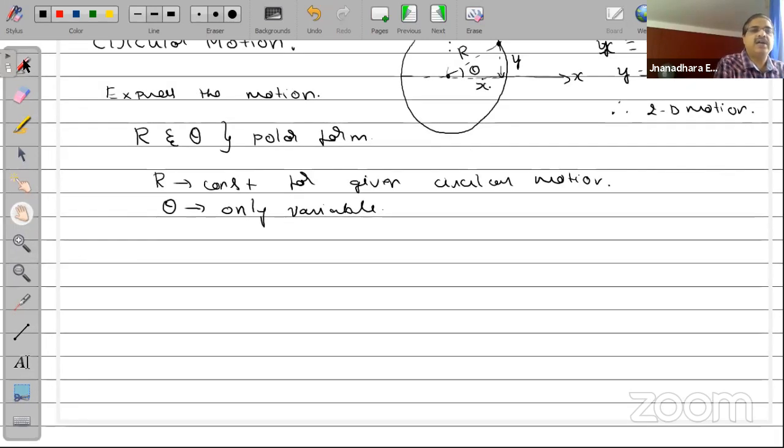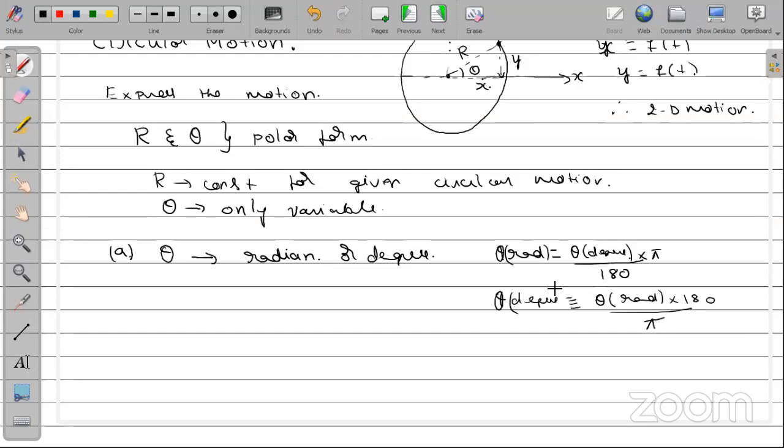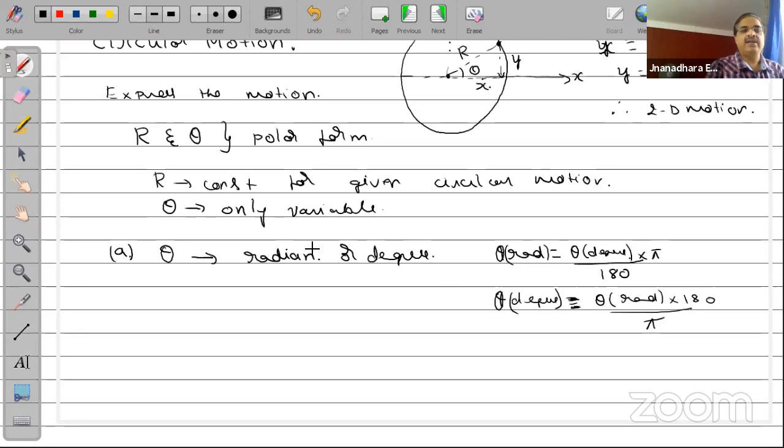Now, what do I write this theta as? One should always know that theta is measured in a unit called radian. I hope you all know how to convert radian to degree and degree to radian. Sometimes we also give it in terms of degree. Theta in radian will be equal to theta in degrees into pi divided by 180. Same way, theta in degrees will be equal to theta in radian into 180 divided by pi. Very good. So this is how I'm going to measure the angle theta.